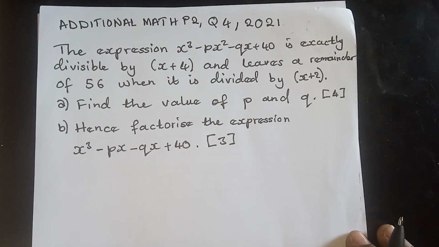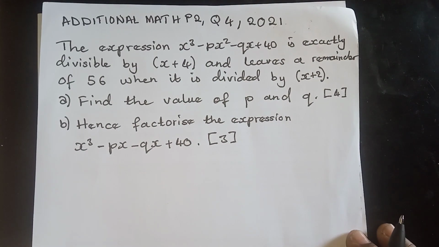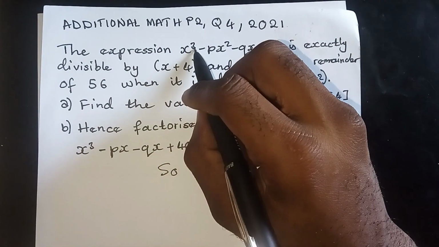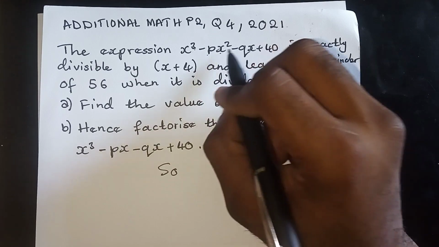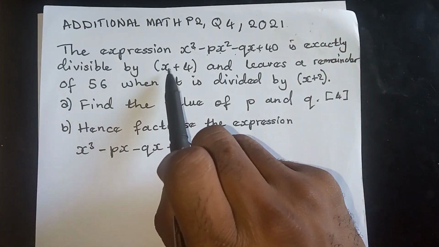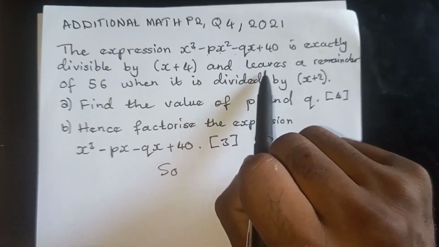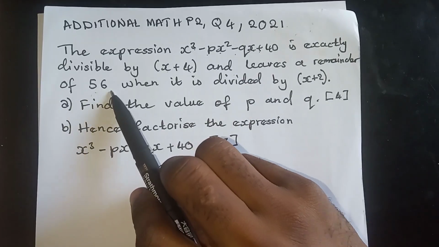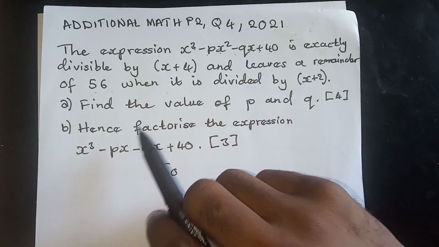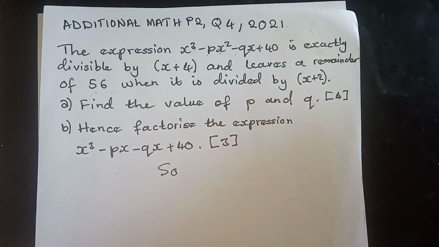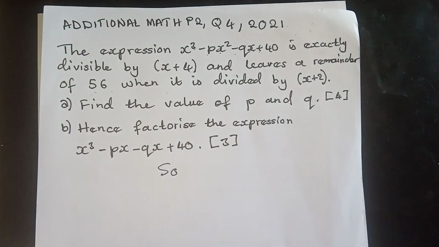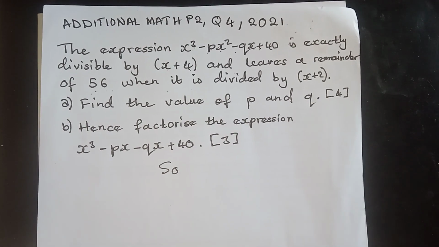Okay, so this is 2021, paper 2, question 4. The expression x cubed minus px squared minus qx plus 40 is exactly divisible by x plus 4 and leaves a remainder of 56 when it is divided by x plus 2. Find the value of p and q. So every time you see more than one variable, you expect simultaneous equations ahead.